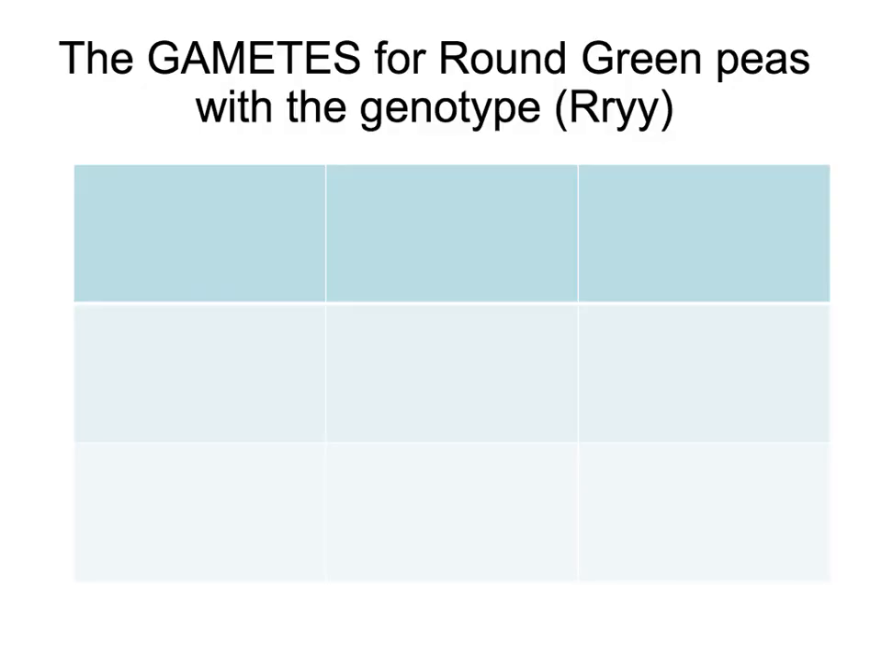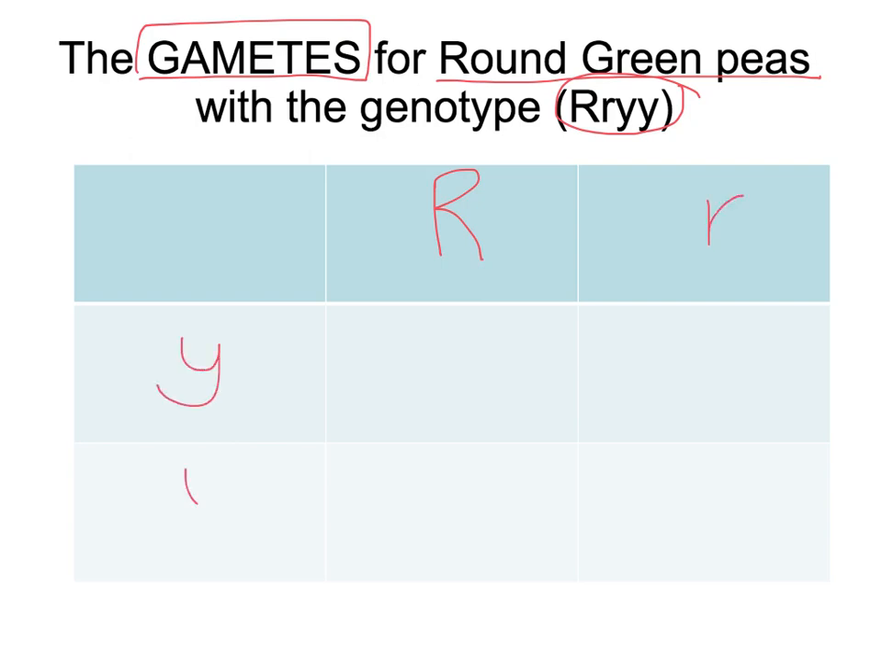All right, so let's do practice once again. Here we want to determine the gametes, the sperm or the eggs, for round green peas. Our genotype for that is big R, little r, little y, little y. If you want to do the Punnett square method for figuring out gametes, we put a big R there, and a little r here, little y, and it's important to keep track of whether it's uppercase or lowercase. Then we can easily figure out our gametes.